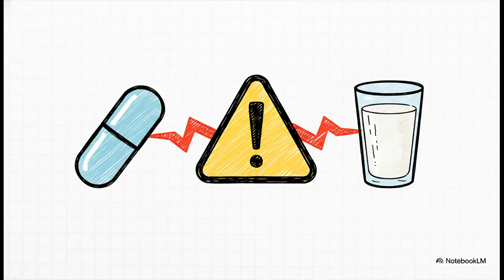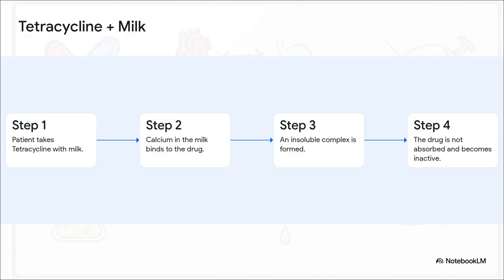So, let's look at a classic textbook interaction. This is one that every single patient taking this antibiotic needs to be warned about. So here's the play-by-play. A patient takes their tetracycline antibiotic with a glass of milk. The calcium in the milk immediately grabs onto the drug, binding with it. This creates a complex that the body can't absorb. So what happens? The drug passes right through the system without doing anything. It has no effect. This is a perfect illustration of why patient counseling is so incredibly important.